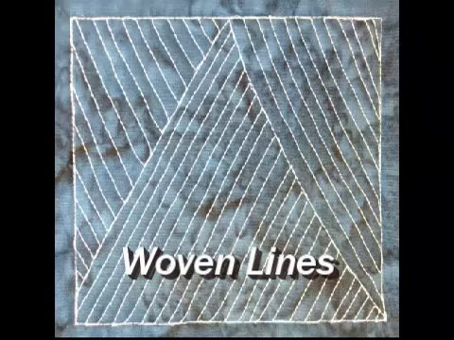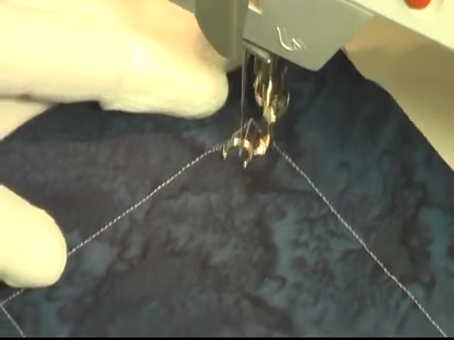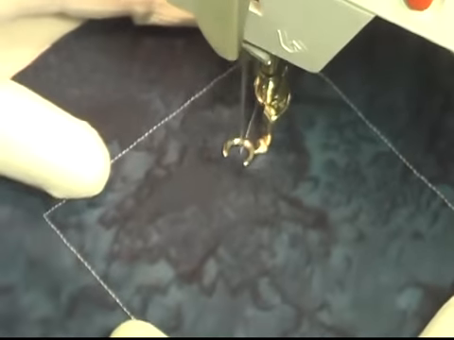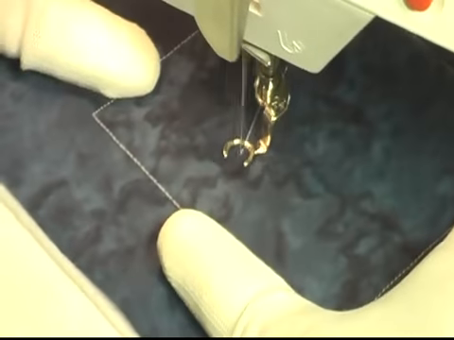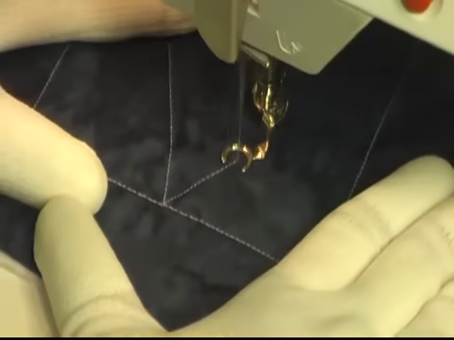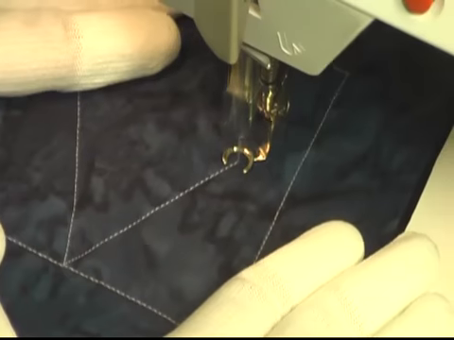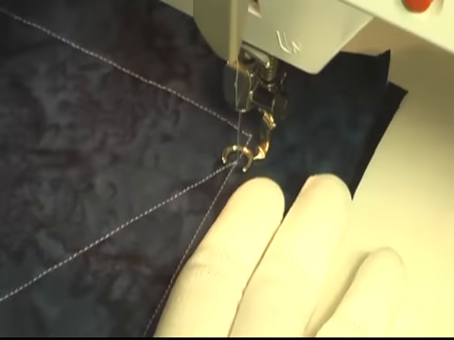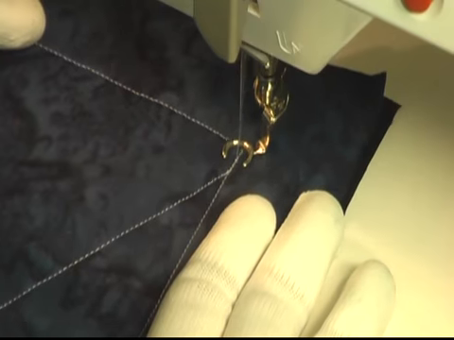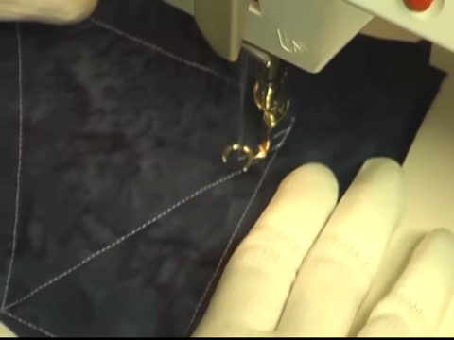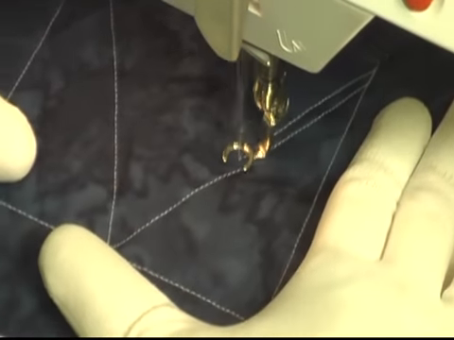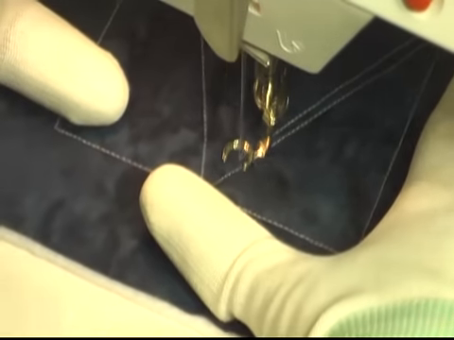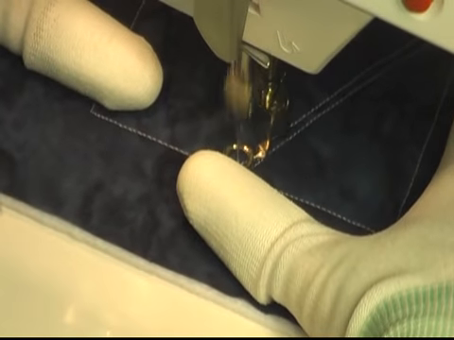This is the free motion quilting tutorial for woven lines. This design is stitched by first creating a set of triangle shapes along your quilting space. Now I'm only going to stitch one single triangle in this quilting space, but if you had a longer space such as sashing or borders, then you could of course take that zigzag all the way down your space.